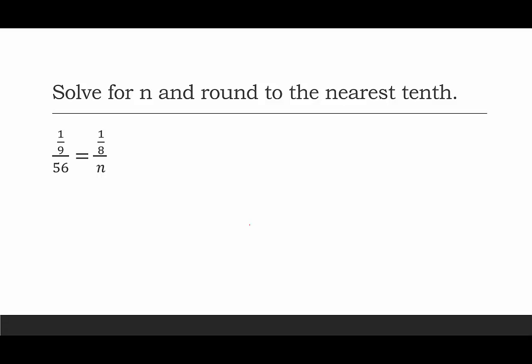Our next example, we're dealing with some complex fractions, but don't panic. We're going to get through this together, okay? I got you on this. Okay, first thing we're going to do is we're going to just set up our cross products. This would be 1/9 times n is equal to the other cross product, 1/8 times 56. Do you want to go ahead and deal with the fraction and the multiplication now? Yeah, you do? Okay, good.